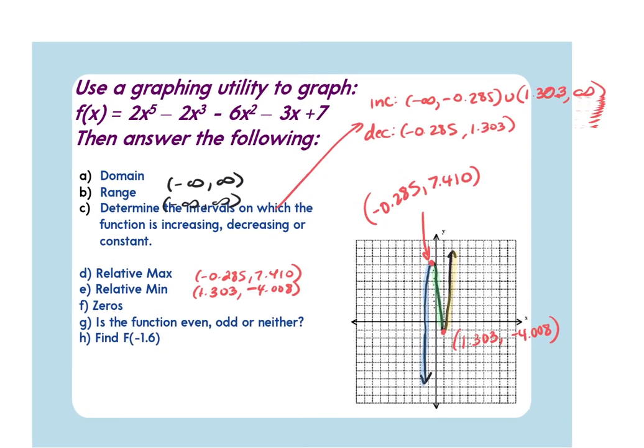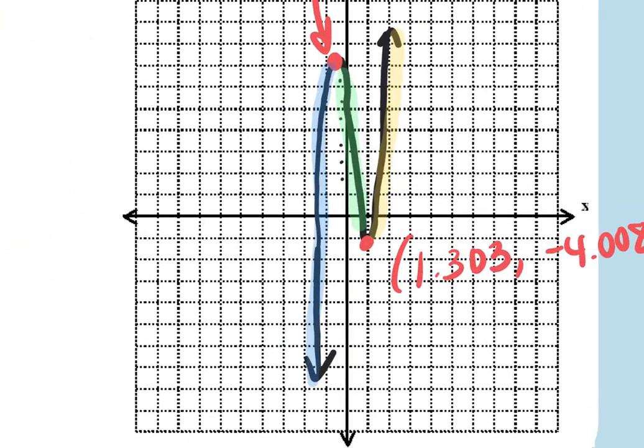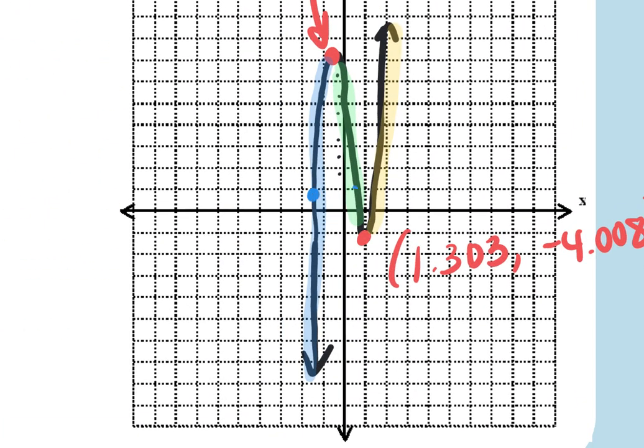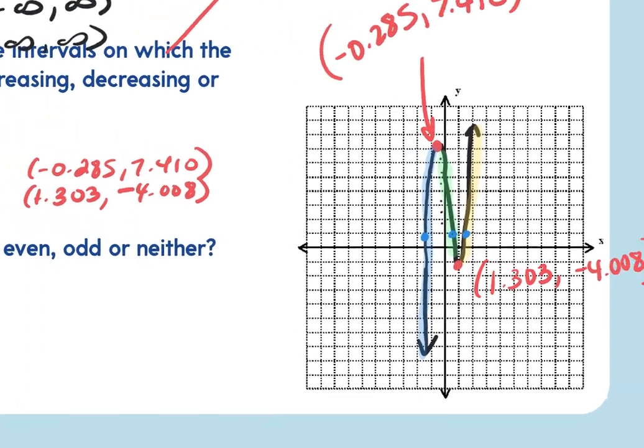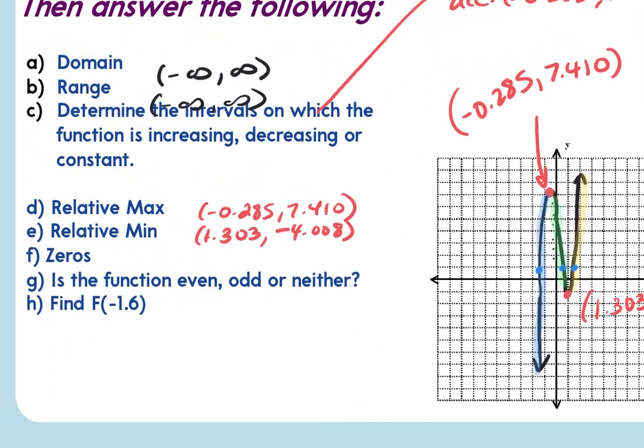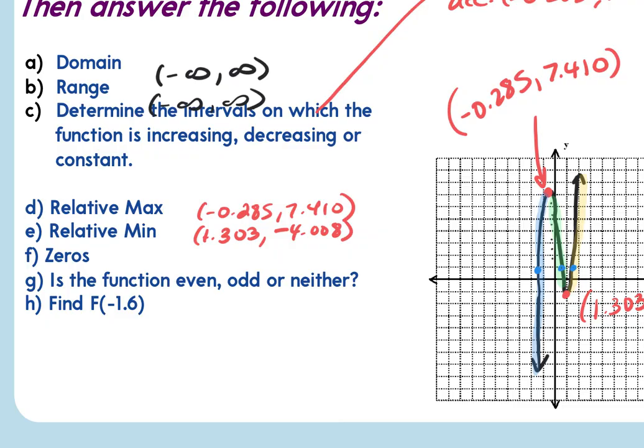Now I go to my zeros. So this is crossing my x-axis 3 times. Once here, once here, once here. You don't have to label these on your graph, okay? You could just get them, because I don't need them for later. So second trace, go to 0. But I do have to do it 3 times. So left of my first 0, right of my first 0, and then hit enter.